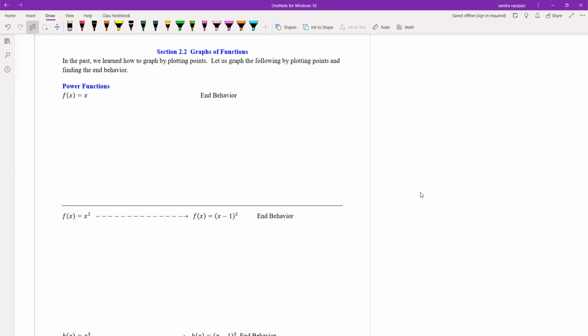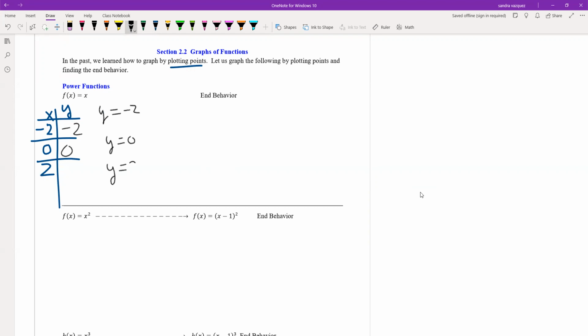So let me go ahead and give you an example. I'm going to start by graphing by plotting points, and this is what we learned in the previous section. So for example, let's just say I select -2, 0, and 2. Okay, I'm going to plug in those values in here. So then y is equal to f(-2), y will be equal to f(0), so I'm going to replace that x with that value, and then y will be equal to f(2).